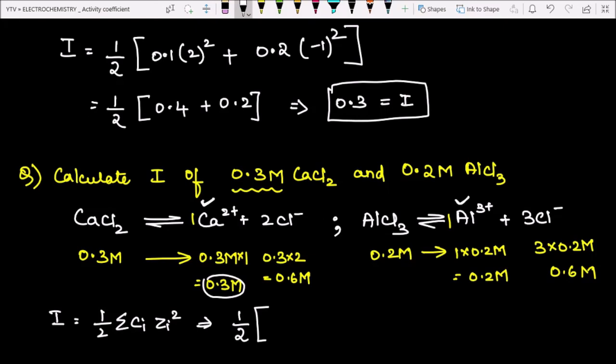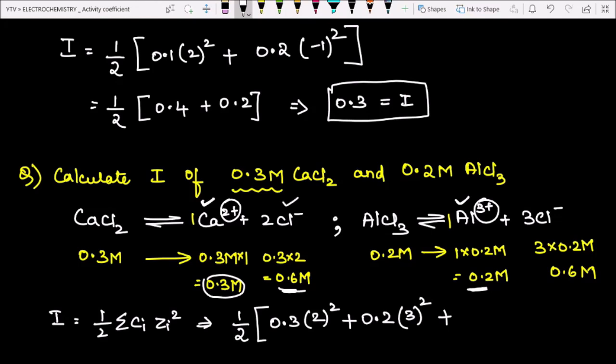So just see, the concentration of Ca2+ is 0.3 multiplied by the charge of that cation to the power 2, so 2 square, plus the next cation is this, aluminium. What is the concentration? 0.2 multiplied by the charge of that cation to the power 2, you're squaring it, CiZi square. Then the next one, the concentration of the anion. Here you can either take it together. This is going to be 0.6 and 0.6, or you can put it separately also.